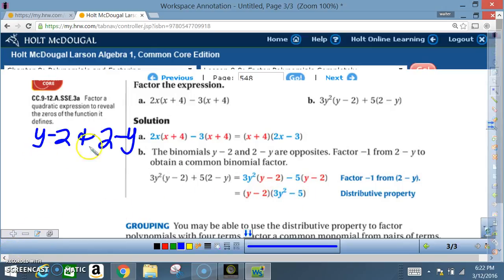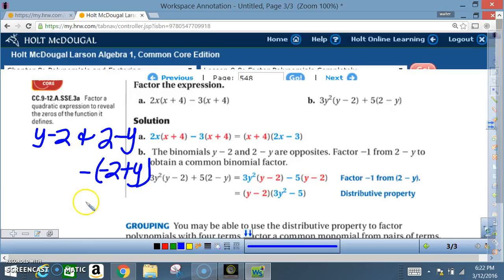For those of us that are confused on the opposite, notice this says y minus 2, that's that one. And this says 2 minus y, that's that one. Currently they are opposites. Here the y is positive and here the y is negative. Here the 2 is negative, and here the 2 is positive. So we're going to factor out a negative from this one to make it the same. We factored it out, and everything becomes its opposite. So a positive 2 becomes a negative 2, and a negative y becomes a positive y.